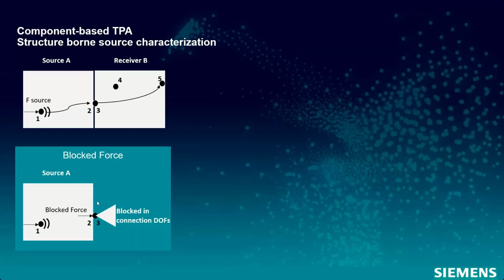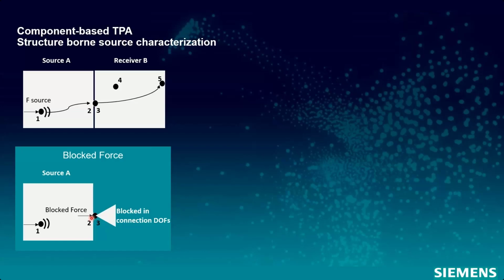Essentially, it's the force that we would measure if we clamp really every connection between the source and the receiver. You see here on the left, the interface force that you would measure then is the blocked force. So if there is no movement anymore allowed in the connections, theoretically, if you could clamp your source so that there is no movement in the connections, the force that you would measure, that's what we call the blocked force.